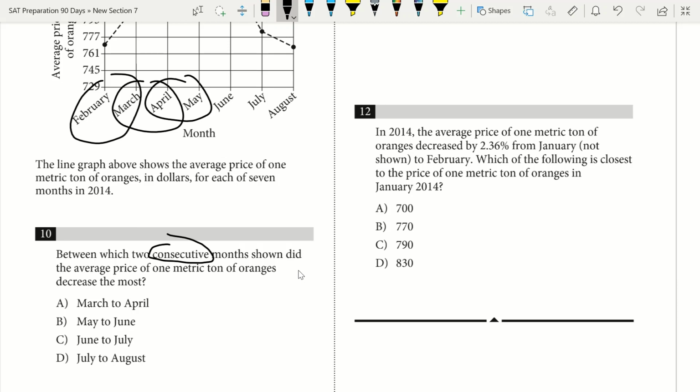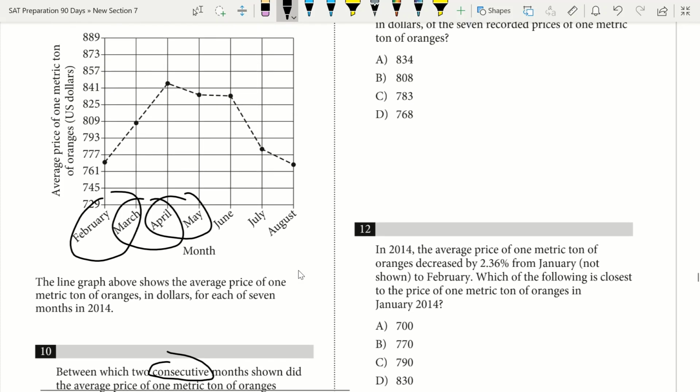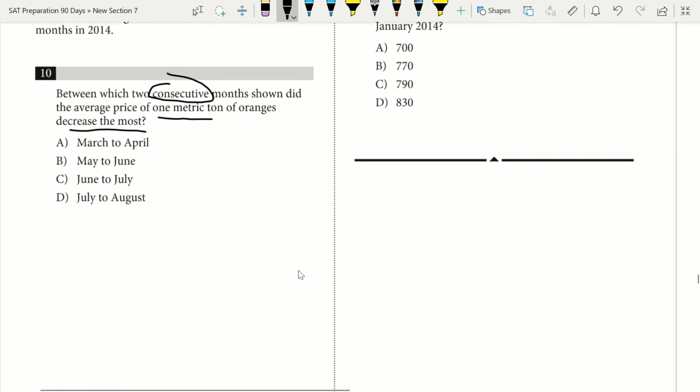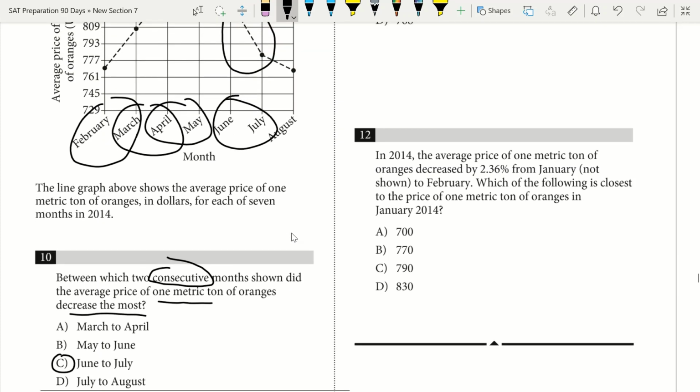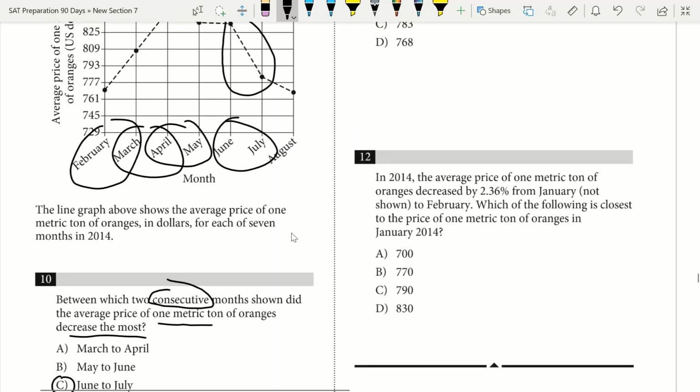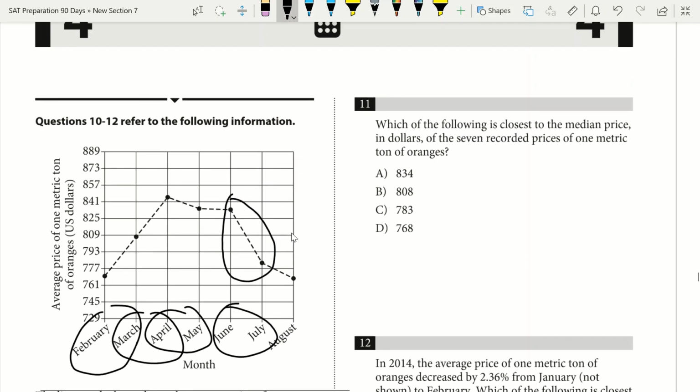For which two consecutive months shown did the average price of 1 metric ton of oranges decrease the most? So the biggest decrease between two consecutive months is going to be where our slope is the most negative. And I see our most negative slope is going to be from June to July. So my answer there is going to be June to July, answer choice C for number 10. As far as notes there, understand consecutive means back to back. If they were to say non-consecutive, that would mean that it cannot be back to back. It would have to be split up. So put that in your notes if you don't have that already.